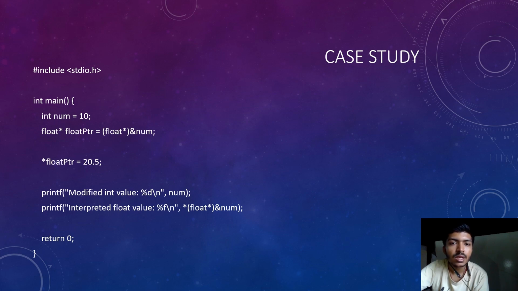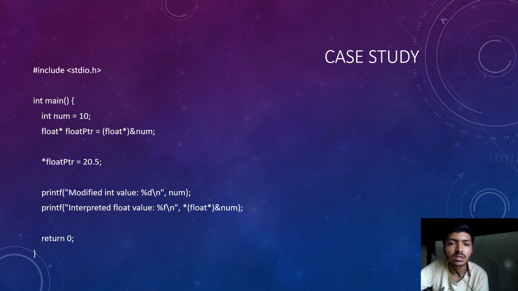The first one is aliasing of int and float pointers. It refers to a situation where a pointer of one type, either int or float, is used to access and modify a memory location that is interpreted as the other type. This can lead to potential issues and undefined behavior in the program.